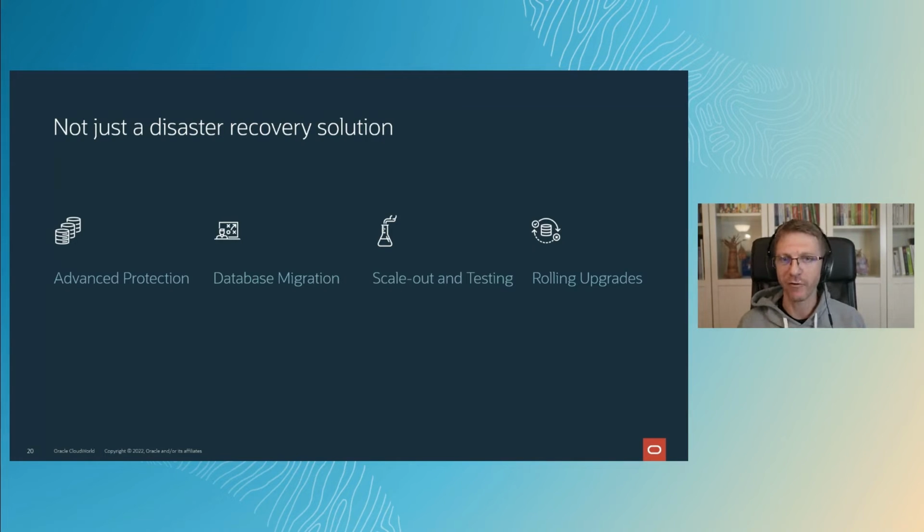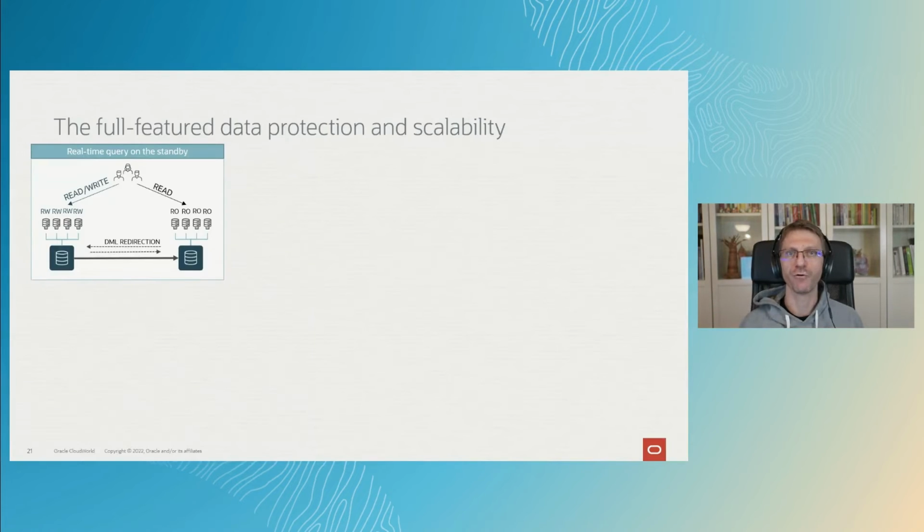We can use it for data migration, for example, using Data Guard, setting up a standby on another server and then doing the switchover. This is something that we use, for example, with zero downtime migration to migrate databases in the cloud, but customers have used Data Guard for database migration for many, many years. I did it also many, many times in the past. But you can use it also for scale out and testing or rolling upgrade. So let's have just an overview of a few features that you get if you have Active Data Guard.